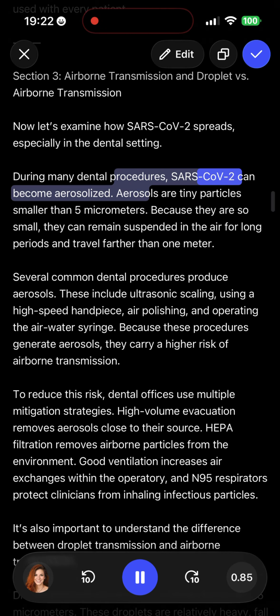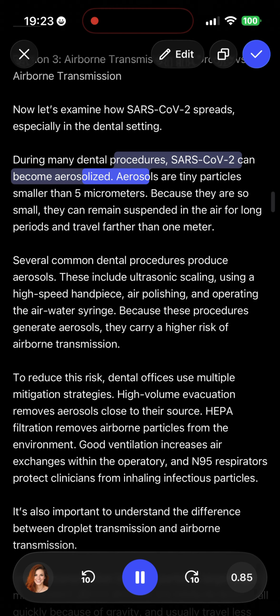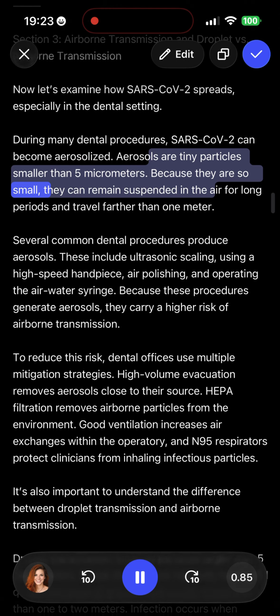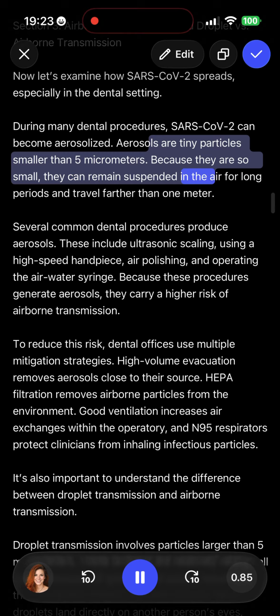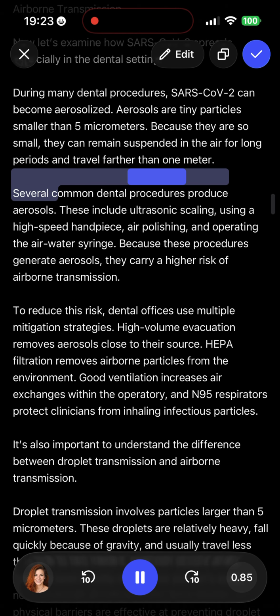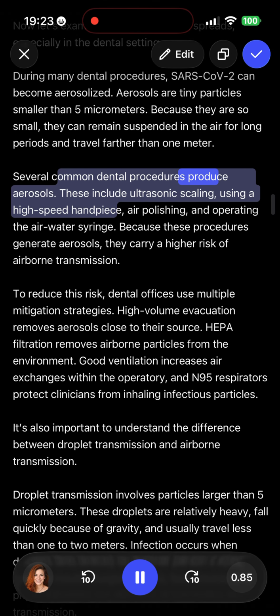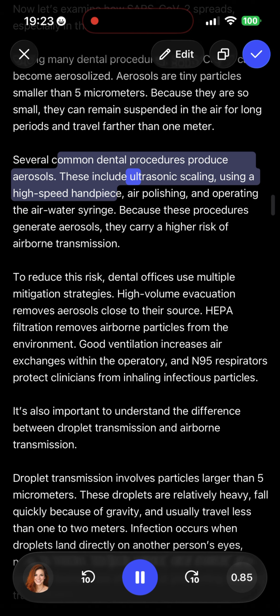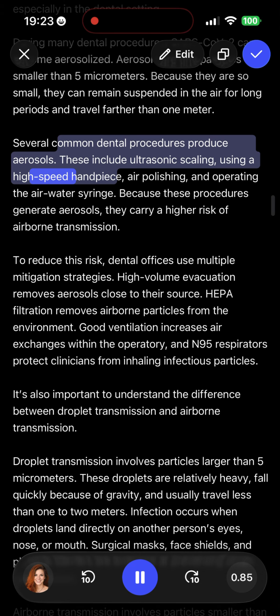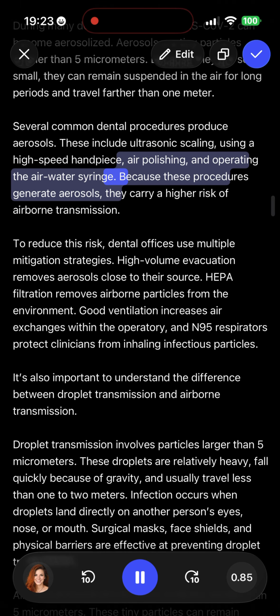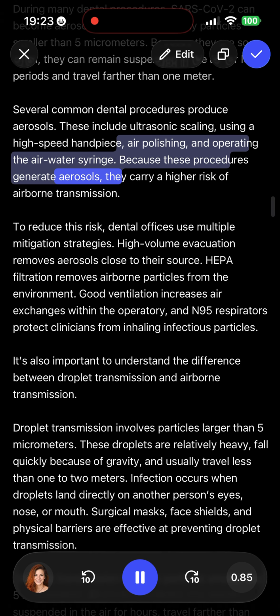Aerosols are tiny particles smaller than 5 micrometers. Because they are so small, they can remain suspended in the air for long periods and travel farther than 1 meter. Several common dental procedures produce aerosols. These include ultrasonic scaling, using a high-speed handpiece, air polishing, and operating the air-water syringe. Because these procedures generate aerosols, they carry a higher risk of airborne transmission.